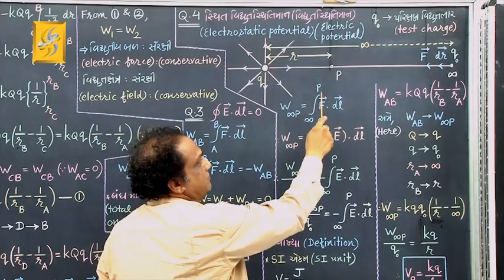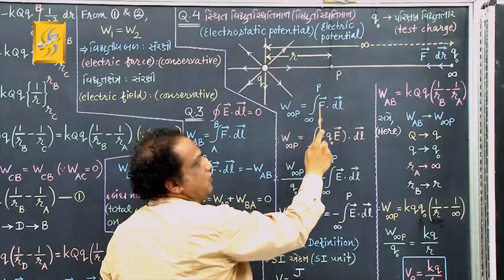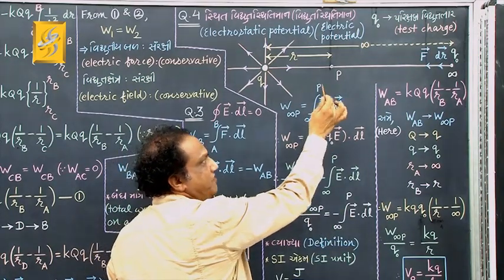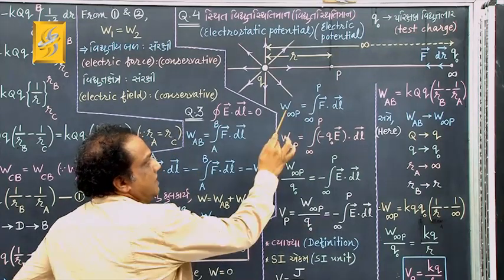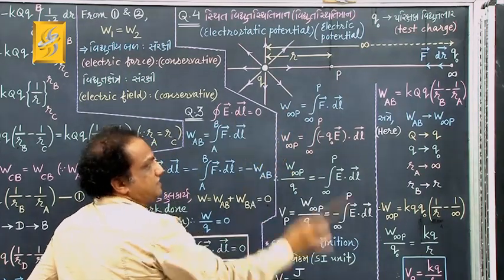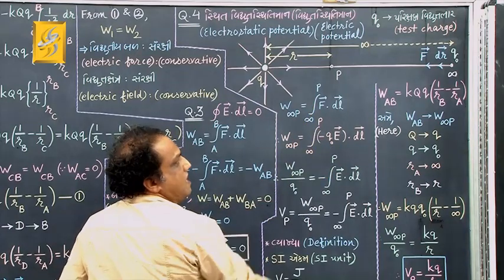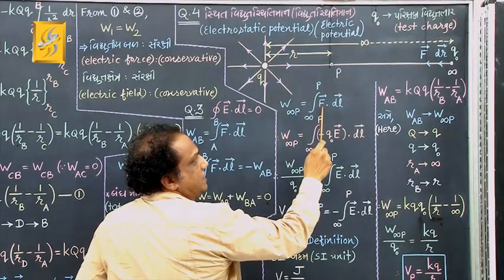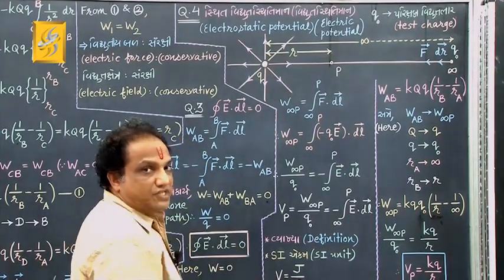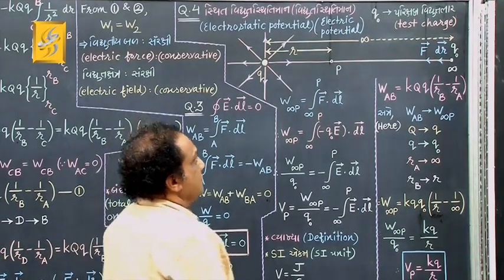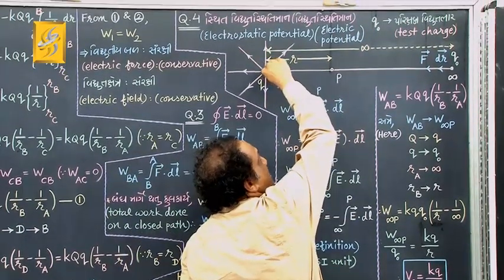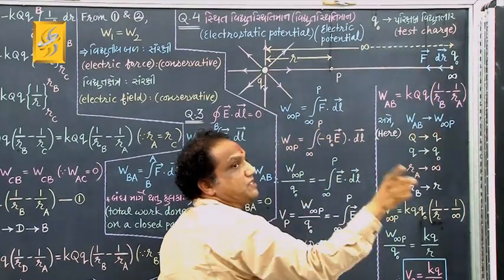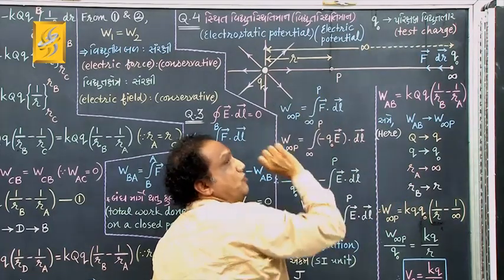And you know how to write the work done? Work done can be written this way: line integration of force from infinity to point P. This W from infinity to point P as it is, this integration as it is, vector dl also as it is. But mind well, this is the external force which can balance the electric force. Electric force is this way, and if you want to keep this charge under equilibrium, you need to exert some external force which can balance this electric force.